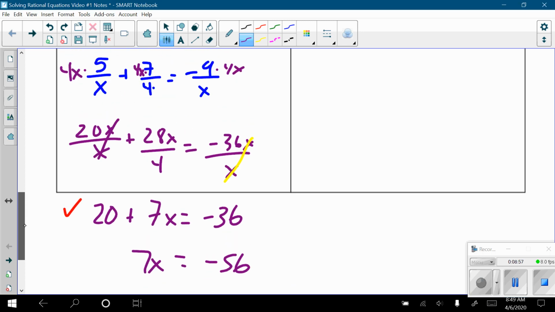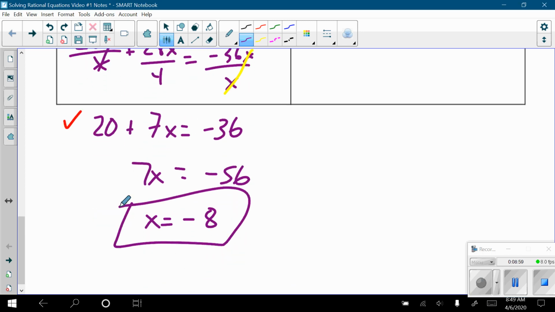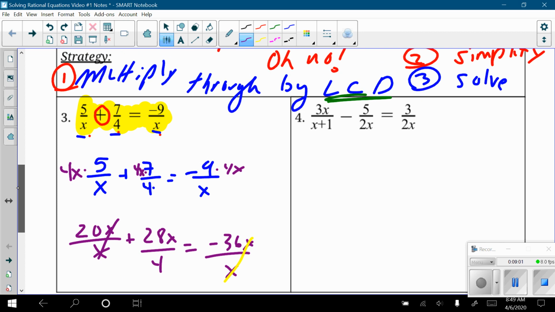I do need to check this. It's really important with these ones too. Plug it back in. Does it make any of the denominators in the original equation 0? Nope. So it works.